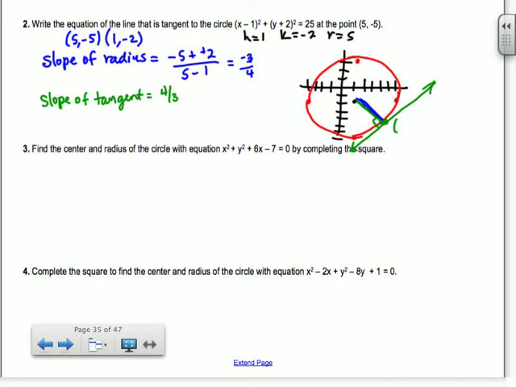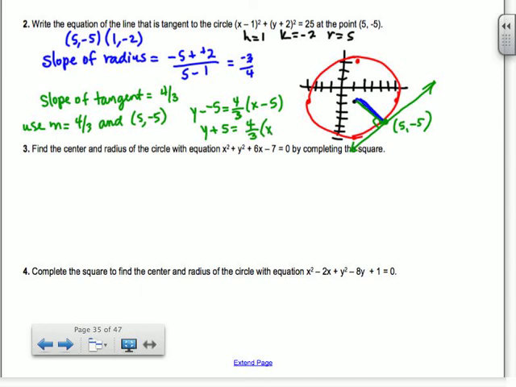That tangent line has the point 5, negative 5 on it. So we're using m equals 4/3 and the point 5, negative 5 to find the equation of the tangent line. So it's y minus a negative 5 equals 4/3 x minus 5. So I'll let you just leave it as y plus 5 equals 4/3 times x minus 5. So you can leave it like that, that's fine. You could also multiply it out and get it in the form y equals mx plus b.